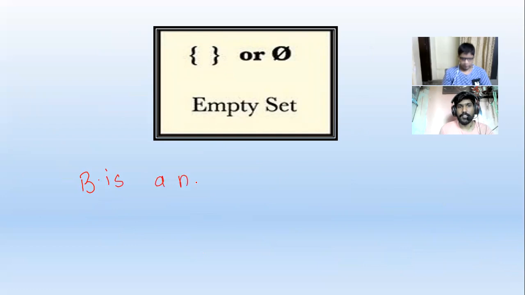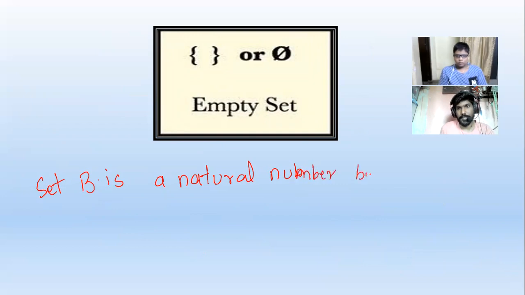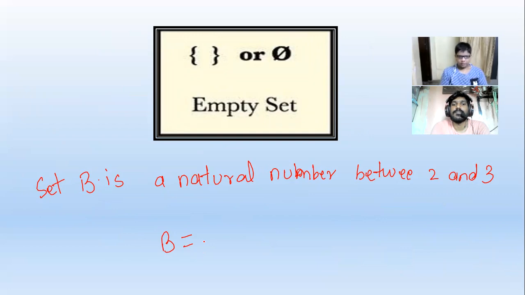P is a natural number. Set P is a natural number between 2 and 3. So how will set B look like? What element will it be? Tell me in listing method. Natural numbers between 2 and 3.